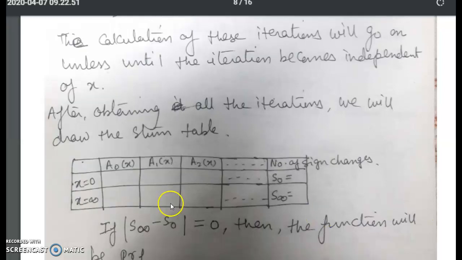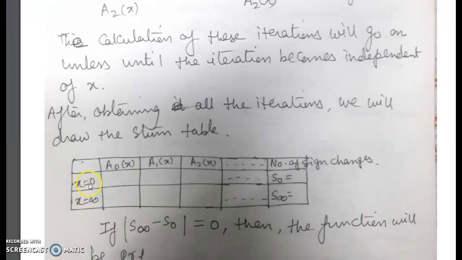In this Sturm table, the number of columns depends upon the number of iterations which we are getting, and 2 rows are there. In one row we will put x is equal to 0 and in the other we will put x is equal to infinity. When we put x is equal to 0, we will see whether a0 is positive or negative, a1 is positive or negative, a2 is positive or negative. It will go on up to the last iteration. The last column is of the number of sign changes. So here we will calculate the number of sign changes when x is equal to 0.